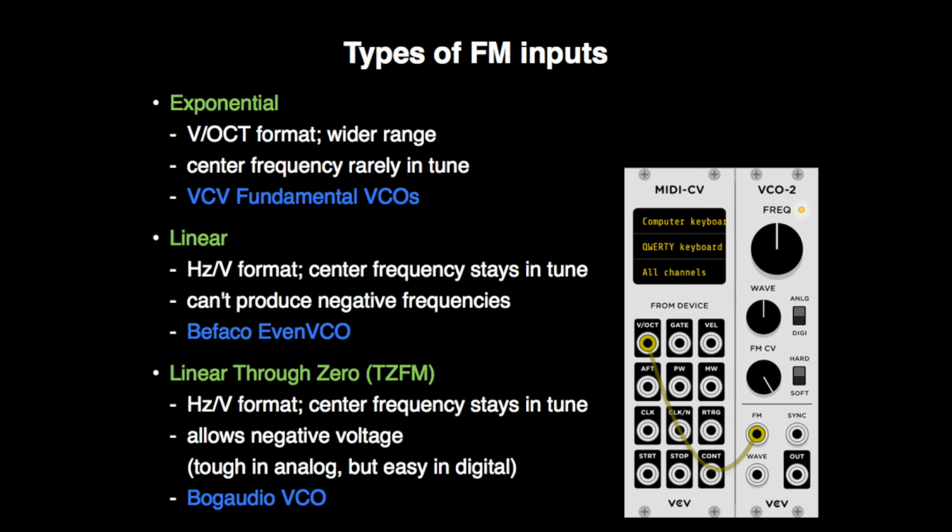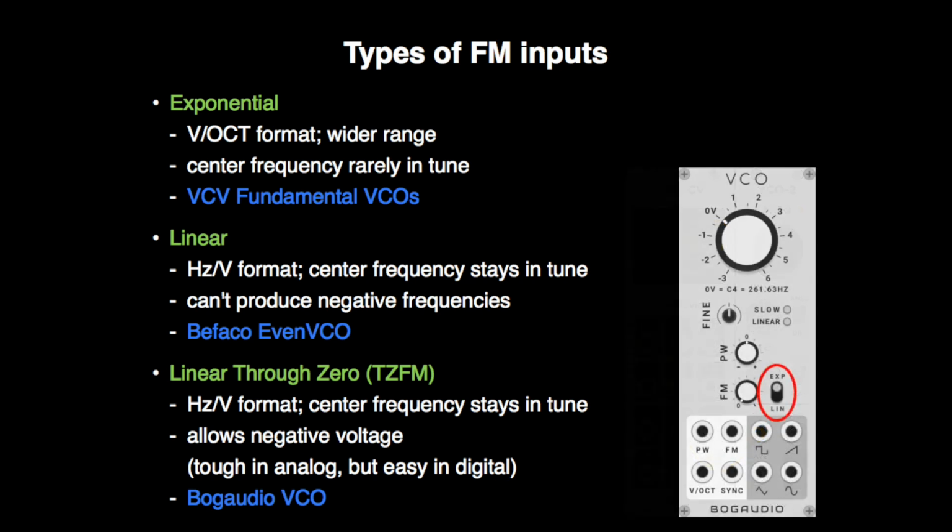It's kind of tough to do in the analog world, so you don't actually find this on very many analog VCOs, but it's really easy to do in the digital world, so that's why we have it on the Bog Audio VCO, and you'll have this on a lot of digital FM synthesizers as well. So you'll notice on that Bog Audio VCO, there's a little switch next to the FM knob that switches between exponential and linear. And when it's in linear mode, it's actually linear through 0. So that's going to be really useful for us as we're doing FM.